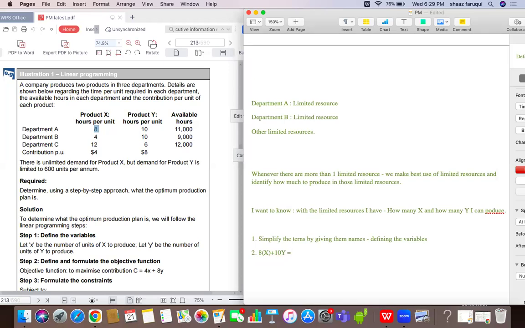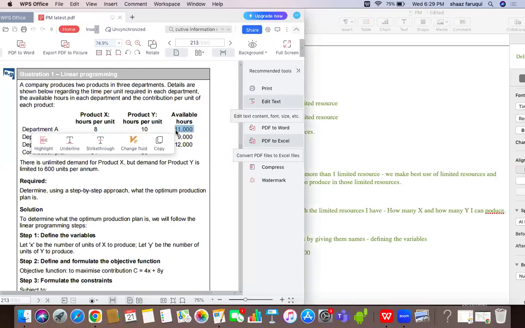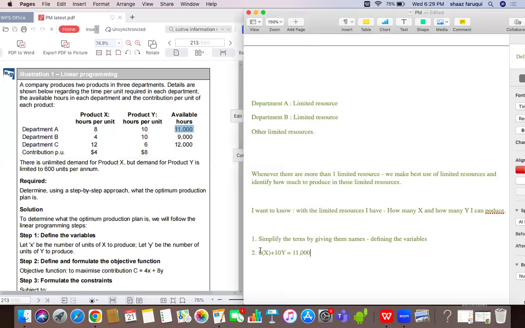But that time should not be more than 11,000 hours because that is a limitation, that is a constraint. 8x plus 10y cannot be more than 11,000. For each x, you need 8 hours. So number of x's into 8 will be time taken for x. Number of y's into 10 will be time taken for y. But it should not be more than 11,000 hours. So this constraint, I have simplified in the form of a formula. So the second step is to put the constraints in formula.